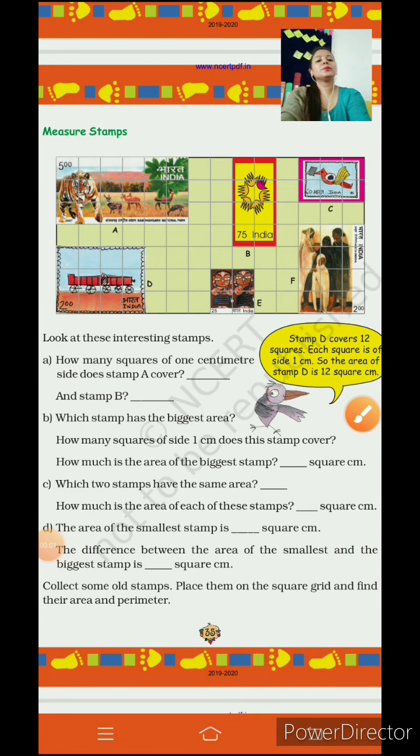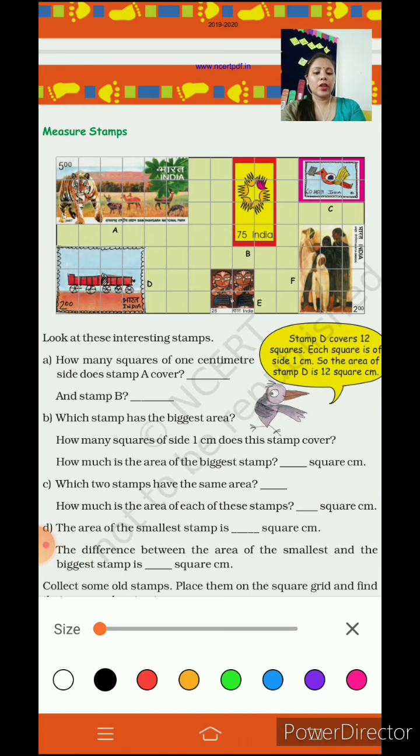On page number 35, they have given some stamps which are pasted on the graph paper. By using the squares, we have to find the answers to some questions. Question number 1 is, how many squares of 1 centimeter side does stamp A cover? So we have to find the number of squares covered by each stamp.